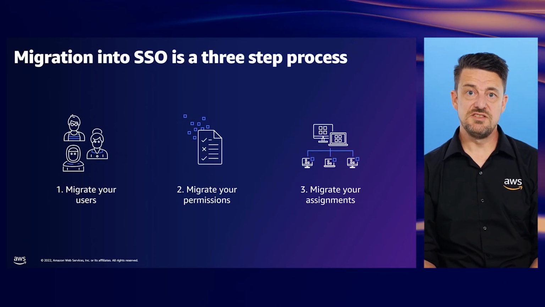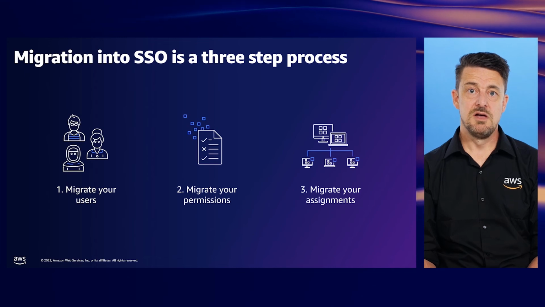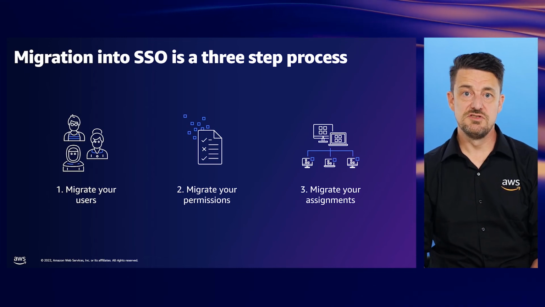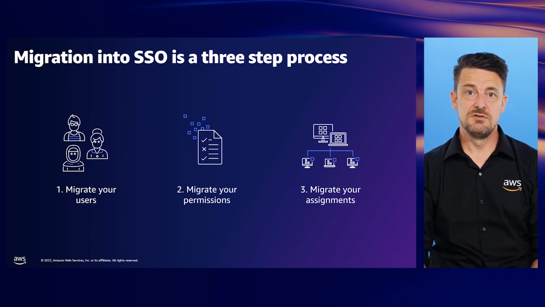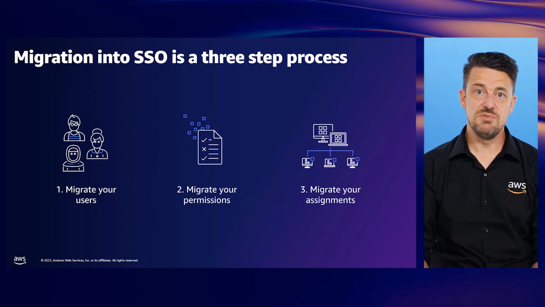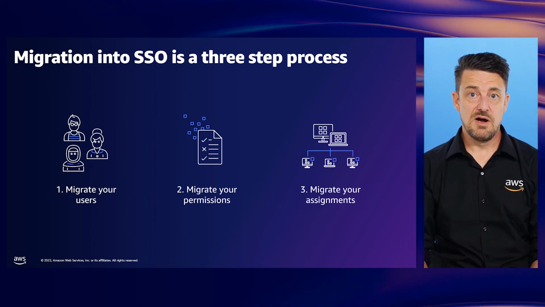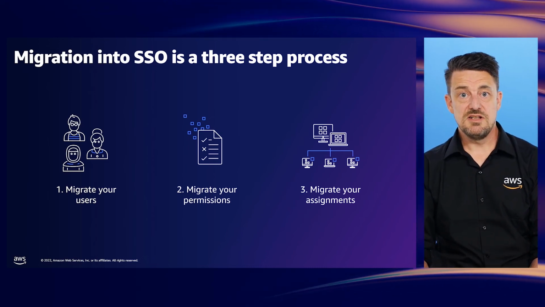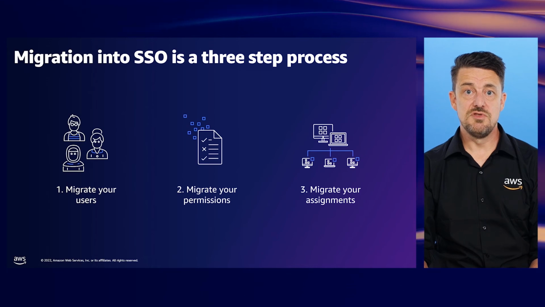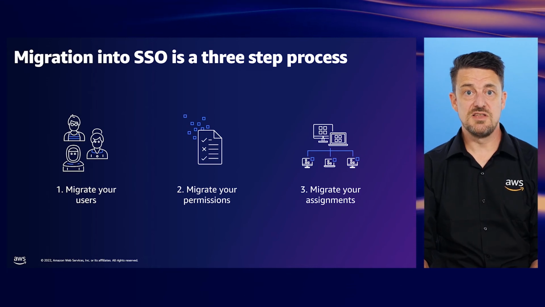Migration into AWS SSO is a 3-step process. The first step is to ensure we have our users and groups available within SSO. Secondly, we take our existing permissions our users have and migrate them into SSO. And lastly, we associate those users with those permissions and then to the accounts they need them in.